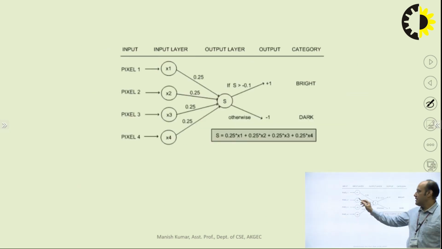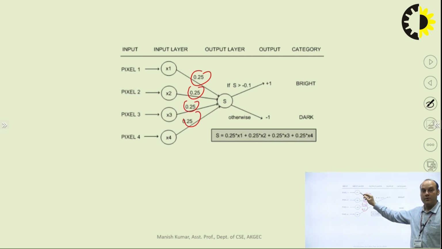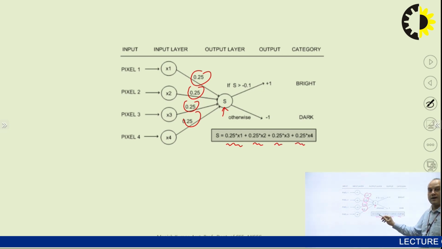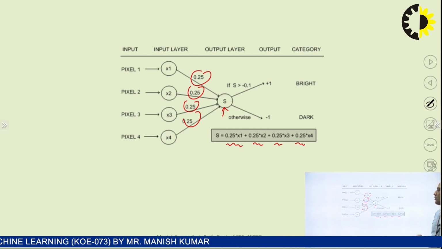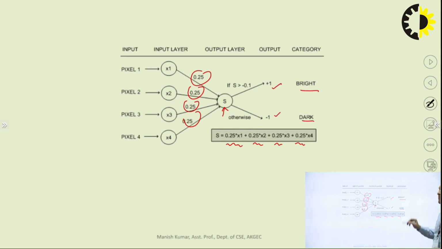So this is a live example where we can use a network to implement. For example, we are given an input, several pixel inputs will be given. In the input layer, we have some weights. These are the weight values. Input is multiplied by weight, and S will be calculated like this. The first input is multiplied by 0.25 weight, the second by 0.25, the third by 0.25, and so on. So we will get plus 1 or minus 1. Plus 1 means bright, minus 1 means dark.